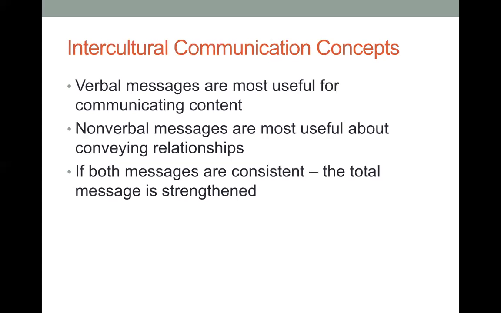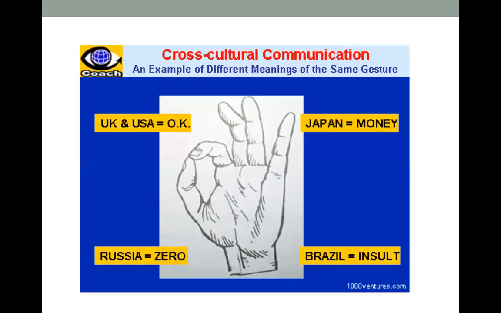If both of the messages are consistent, the total message is strengthened. And we're going to talk about some examples of this coming up. If the messages are not consistent, a mixed message could be sent. So this is an example of a nonverbal message, which in the US usually indicates okay or good or all right. However, if you were to use this in other countries and make the assumption that it indicated the same thing, you would be very wrong.